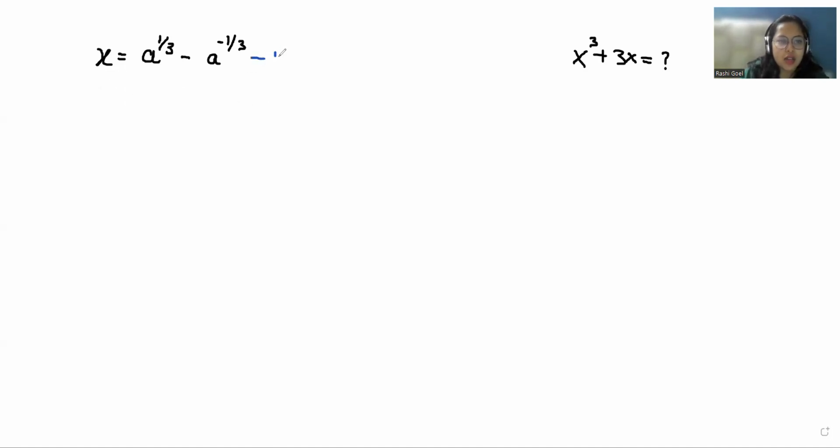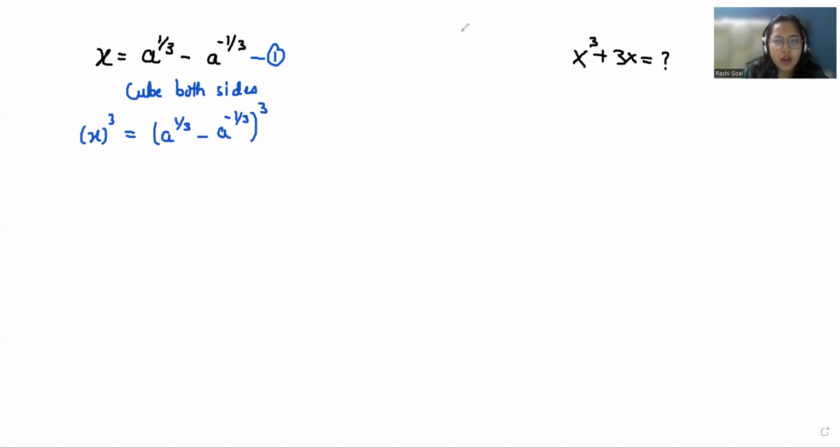So first I'm considering this as equation number 1 and now I'm cubing both sides. So x cube is equal to (a^(1/3) minus a^(-1/3)) whole cube. Now here we are going to use a very famous identity, that is (a minus b) whole cube equals a cube minus b cube minus 3ab(a minus b). Here this is our a and this is our b. So now I'm going to put the values here.